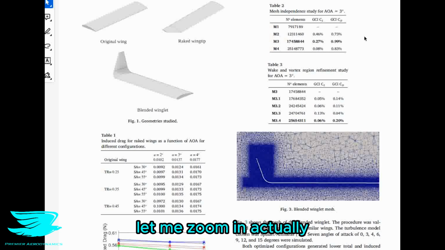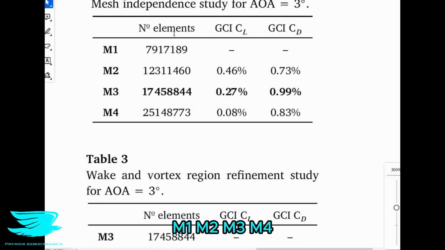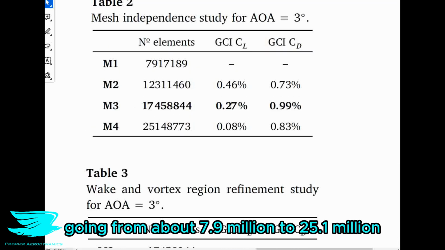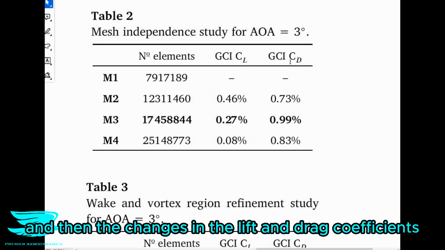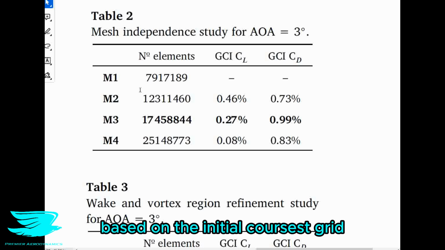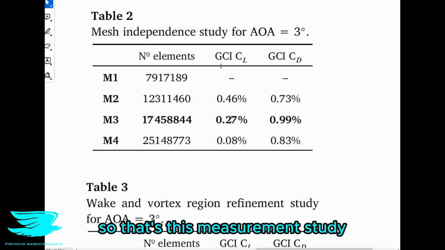So let me zoom in actually so we can see a bit better. So we have mesh M1, M2, M3, and M4. Then we have the different number of elements going from about 7.9 million to 25.1 million. And then the changes in the lift and drag coefficients based on the initial coarse grid, and from then on, the one before that. So that's this mesh independent study.